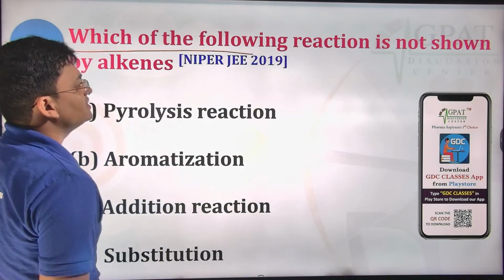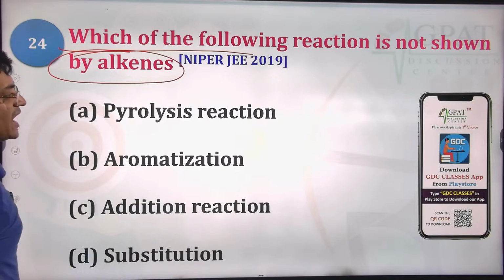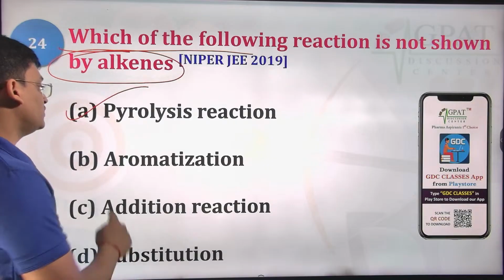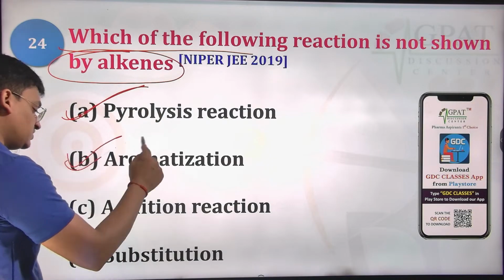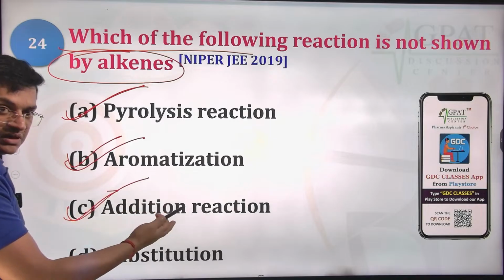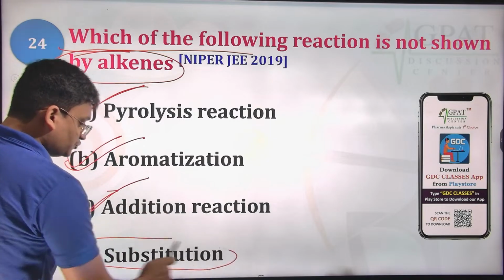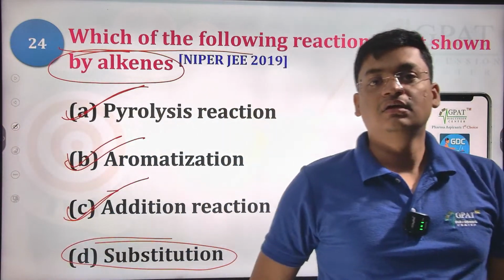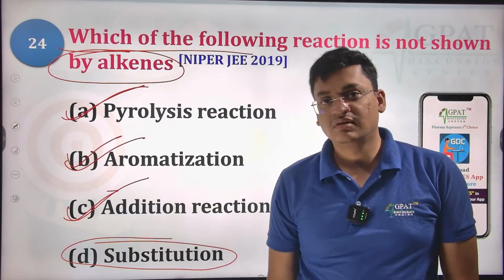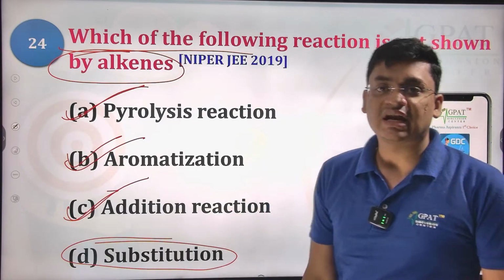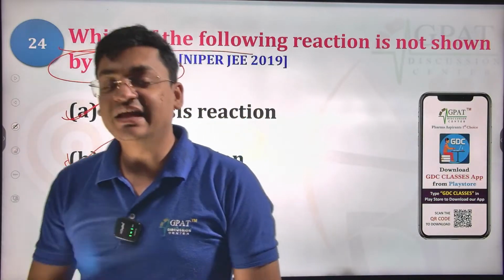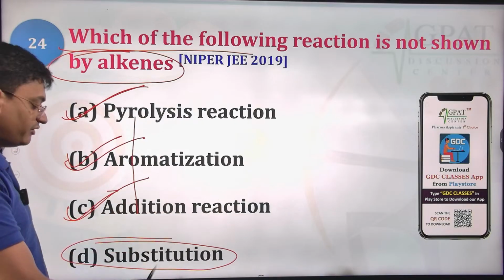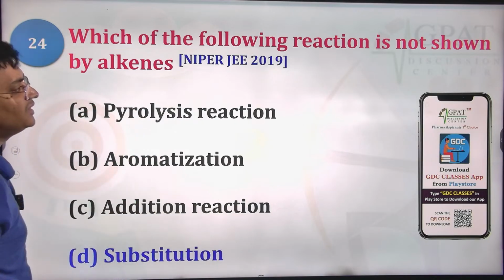Which of the following reactions is not shown by alkenes? Pyrolysis is the breaking of a chain into simpler, smaller segments. Pyrolysis is possible, aromatization is possible, and addition reactions are very much possible in alkenes, while substitution is possible in alkanes, or sp3 hybridized carbons. Alkenes have sp2 hybridization, so they do not show substitution reactions, but the other reactions are shown by alkenes very frequently. So D is the right answer. D will be the correct answer for this question.